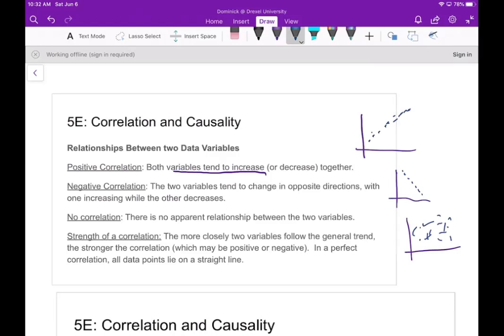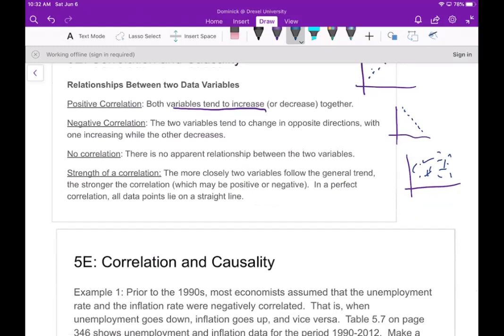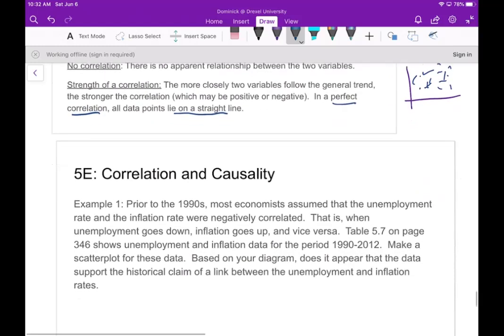Now, the strength of a correlation can also be measured, and the more closely two variables follow a general trend, the stronger the correlation will be, right? And of course, if you have the best correlation possible, that's when all data points lie on a straight line. So the more that your data on a scatter plot looks like a straight line, the stronger your correlation is.